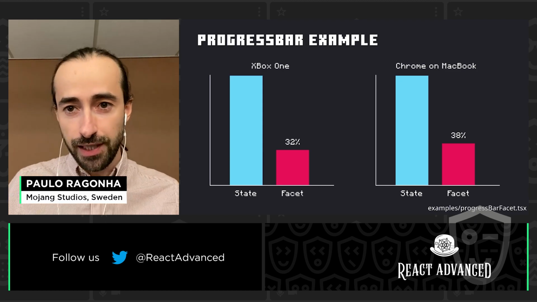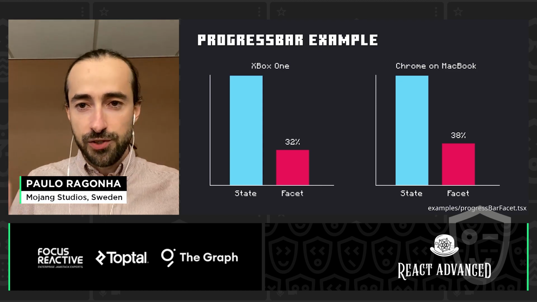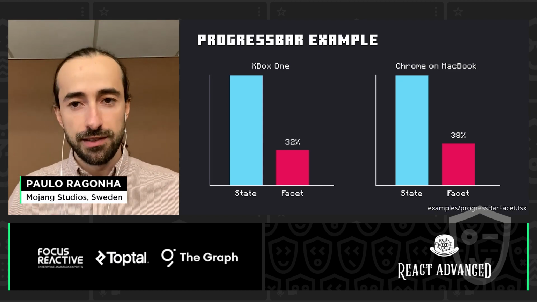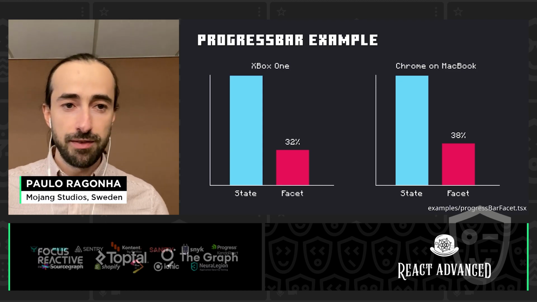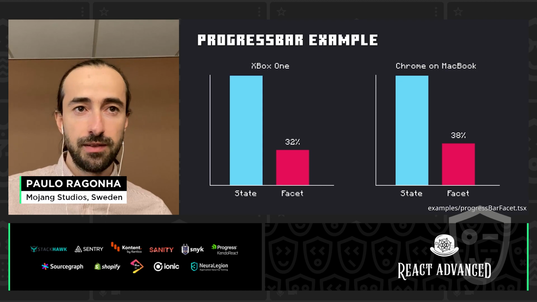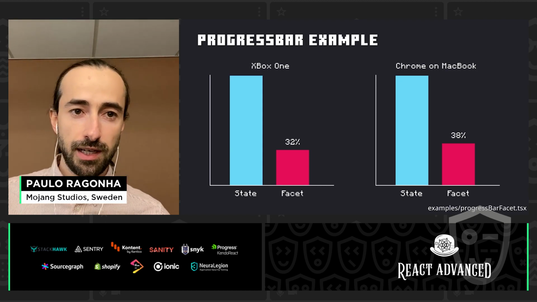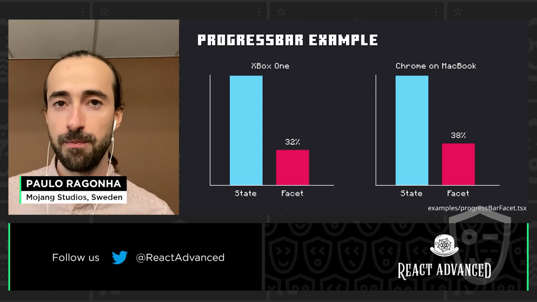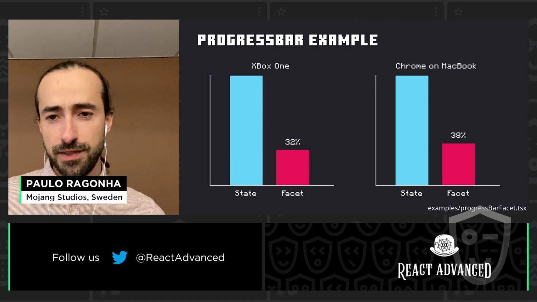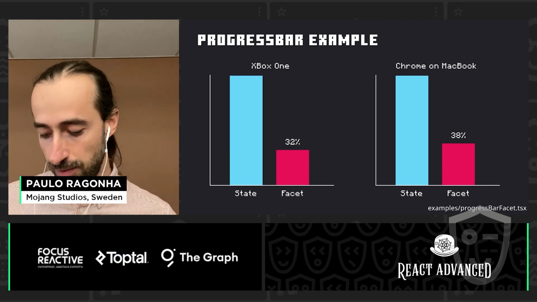This example that I'm showing here is basically taking the progress bar implementation that we did before and just changing its value every frame to see how much time each implementation takes, right? On the left, we have the implementation that's state-based from React, and it's taking 100% of the time. On the Xbox One, we can see that the facet-based solution takes only 32% of the time to do the same work. When we look at Chrome, the difference is a little smaller, but it's also a lot faster with the facets implementation.